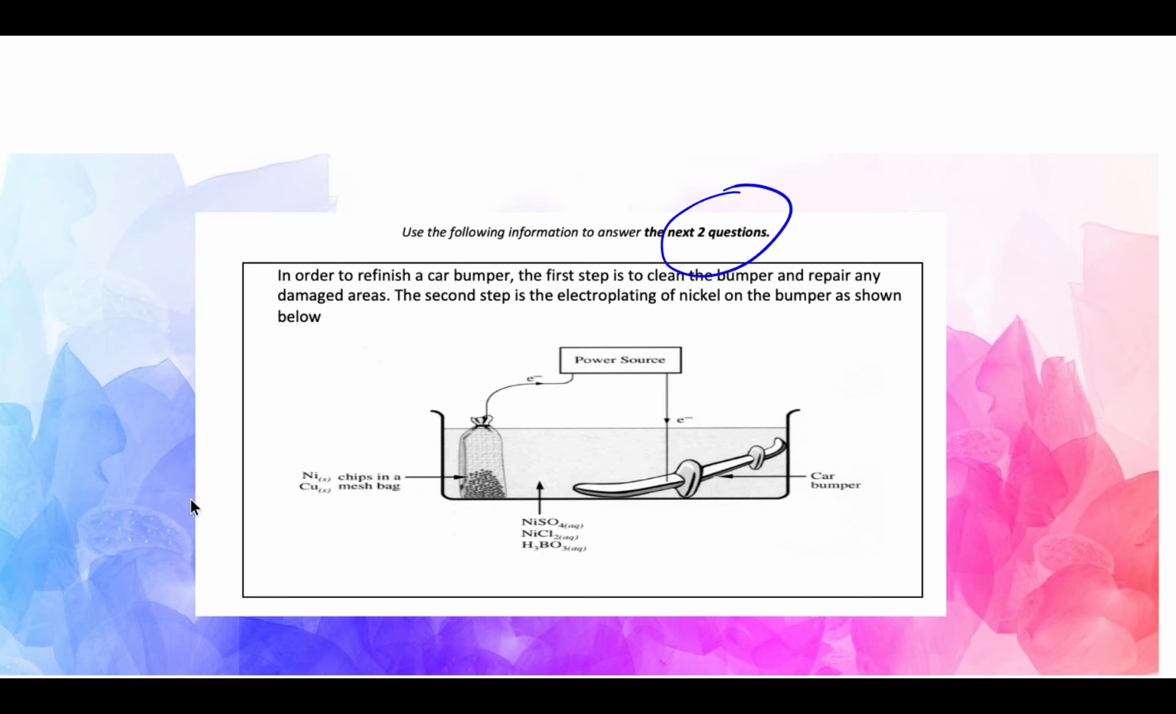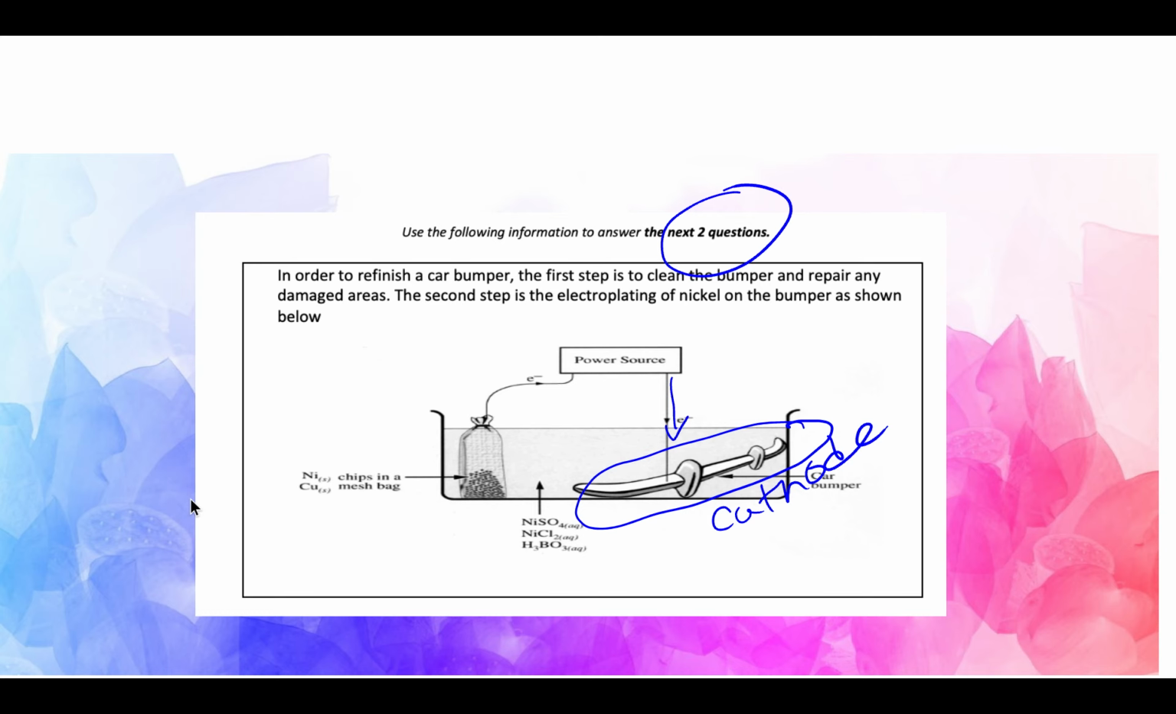We are electroplating a bumper, and with electroplating, we're always plating at the cathode. So we know that the bumper's the cathode, not just from the information, but from the picture, because we're seeing that electrons are coming over to the bumper. So it has to be the cathode because electrons are always gained at the cathode.